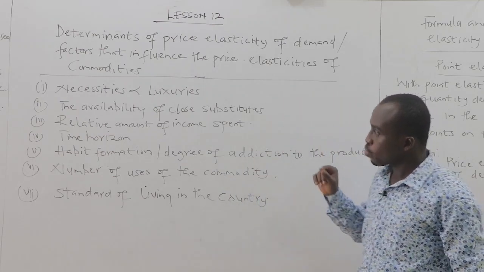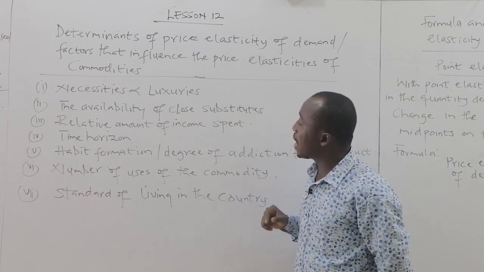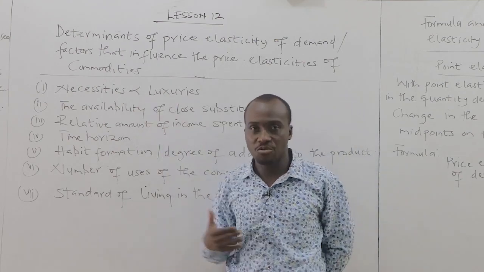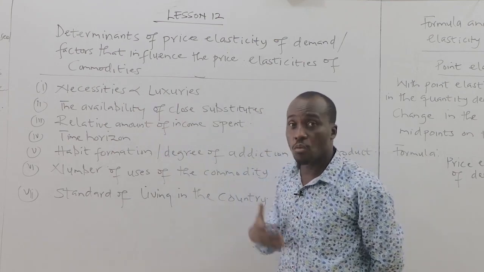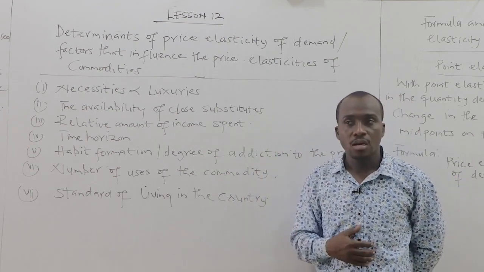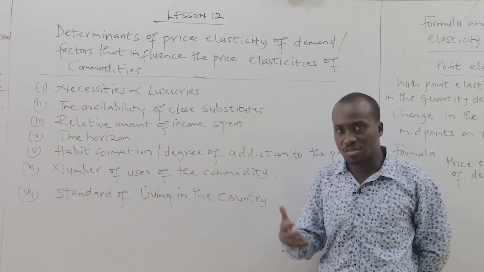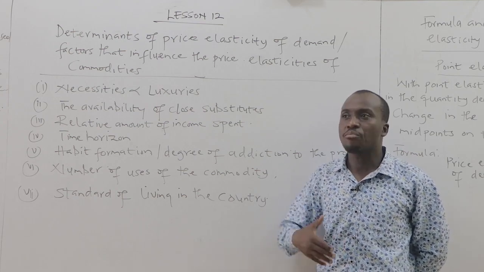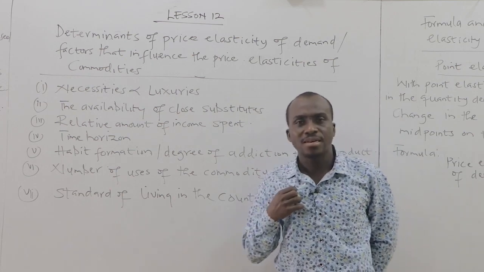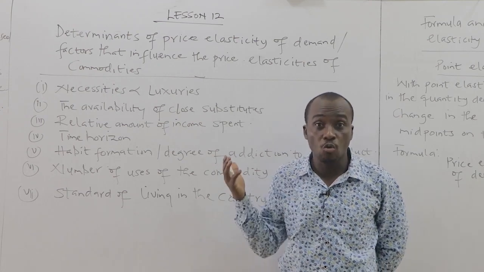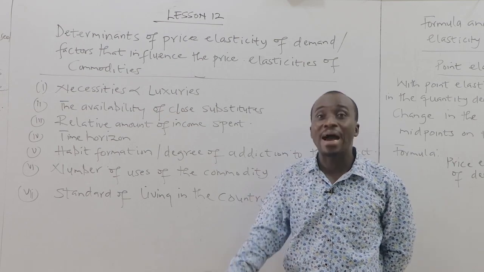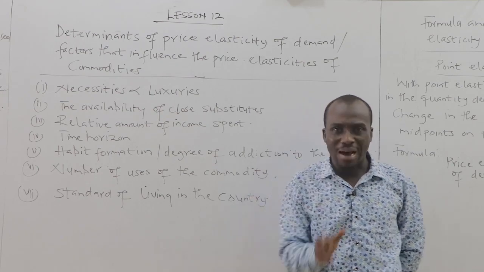Number one of the reasons that cause a good being elastic or inelastic is whether the commodity is a necessity or is a luxury. What is a necessity? A necessity is a commodity you cannot live without, like food, shelter, clothing, accommodation, and those things. If the price increases, you cannot say that you are not going to wear clothing again. If all prices of clothing have gone up, you say now you want to walk naked in the 17th century? Or what would you do? You keep on buying. Maybe you reduce your quantity by a small margin, but you keep on buying.